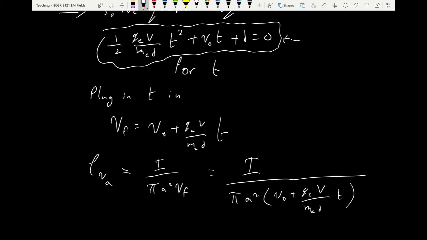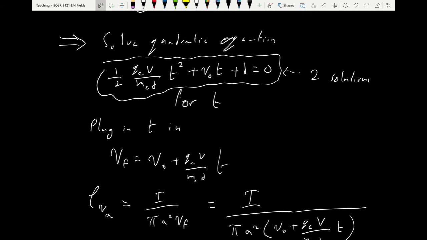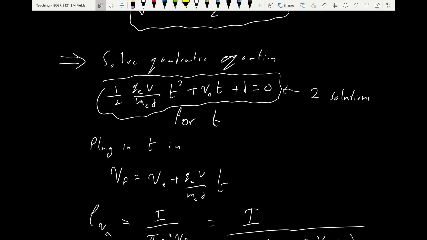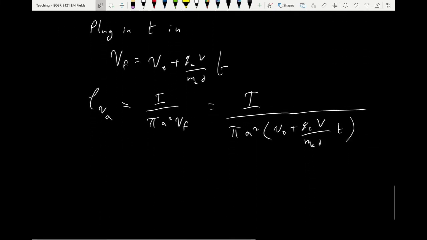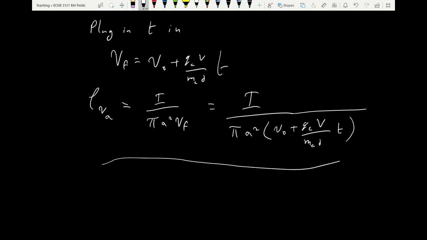Now, the interesting thing here is that t comes from a quadratic equation, so t has two solutions. Which solution would you pick? Typically you would get a positive solution and a negative solution. You would pick the solution that makes physical sense, which is the positive solution. It takes a positive amount of time to reach the anode from the cathode. And this is the problem.